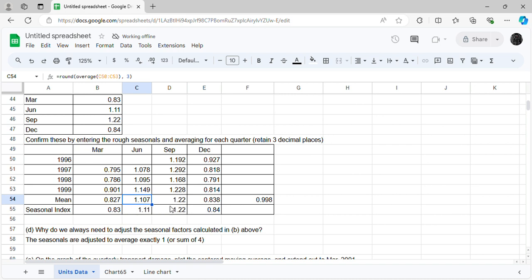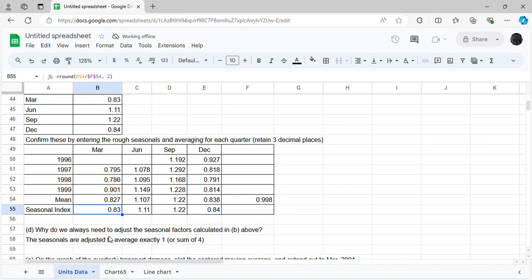And then we calculate the overall average, which is 0.998. And then the seasonal index is that quarter average divided by overall average. And we can see that these values are the same as the given values. So this is how we find the seasonal index.